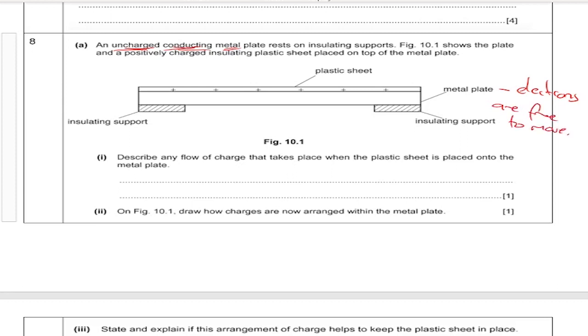Because it's conducting. So what happens is, electrons move towards the plastic sheet. And we know that's the case because the negative electrons will be attracted to the plastic sheet. Now you had to say the word move to get the mark. It's not enough just to say attracted. Attraction is just a force, but we need the idea that those electrons will actually move to the top.